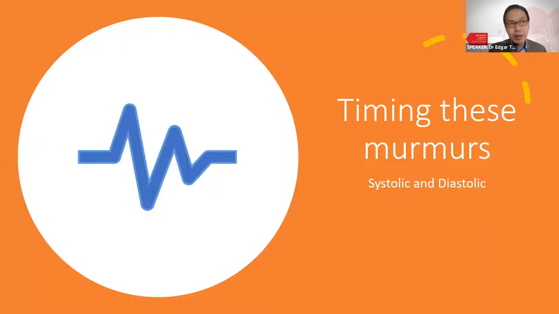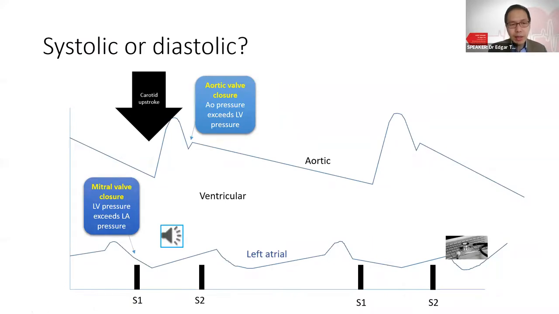So it's important to therefore understand how to diagnose these murmurs. One of the most important steps is, of course, timing: timing these murmurs to see whether they're in the systolic phase or the diastolic phase. So how do we do this? Very simply, remember, we just palpate the carotid arteries at the same time as we auscultate the heart. The carotid upstroke, or the pulse on the carotid, will then correlate with S1, and then you know which is the first and second heart sound.